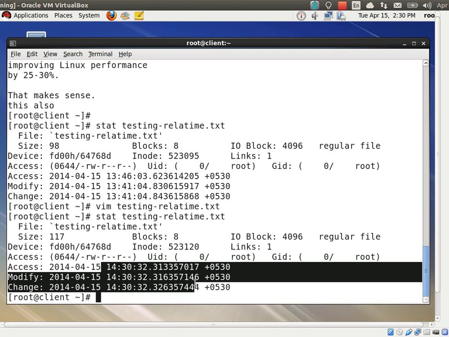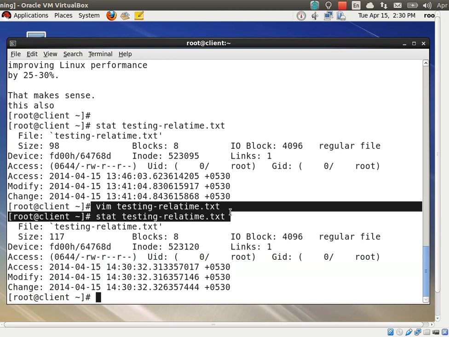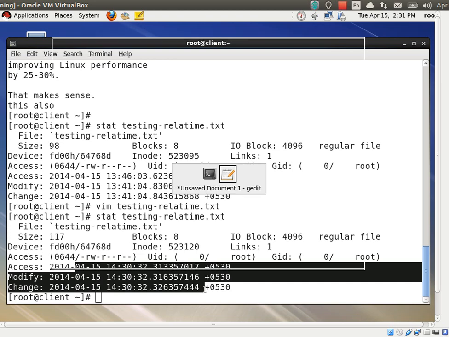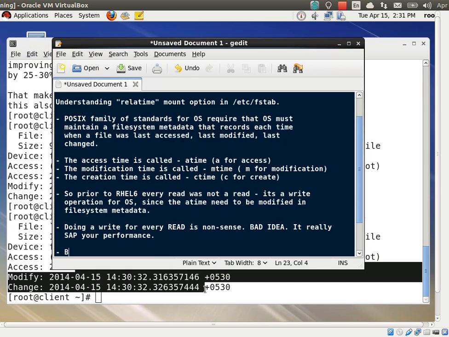Now when you write on your data file, the file system metadata is also modified, but now it is happening only when you are writing something, not reading something. So by default your RHEL 6, okay, I will just write here. So by default, you never know this, by default RHEL 6 uses relatime mount option.